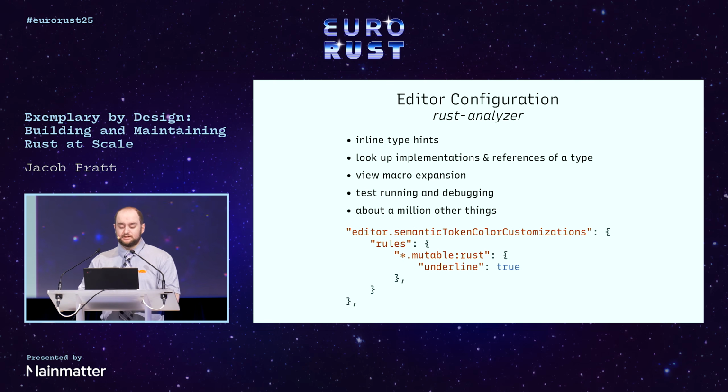I pulled up the complete list of what Rust Analyzer emits and it includes 61 tags and 20 modifiers. Needless to say, you can do a crazy amount of customization with this if you have the time and inclination to do so.